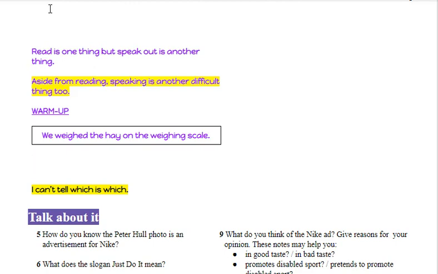Of course, they are already in their 60s, right? In their 60s. So, not that problem.